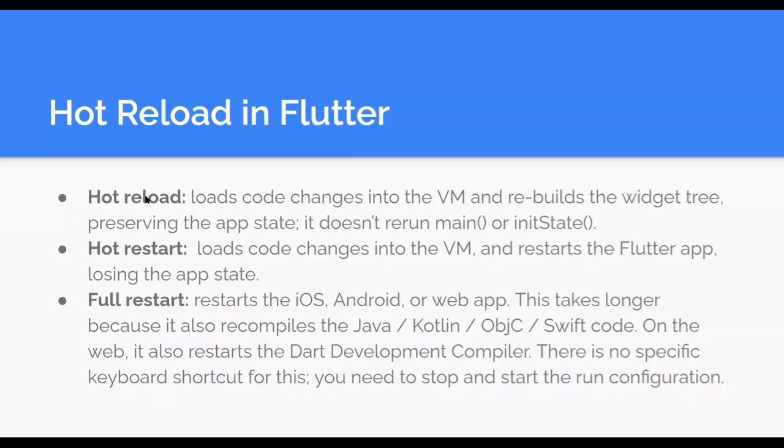So what we are doing now is a hot reload. So there are like three types of ways to build an app. So first is hot reload. That is, we load the code directly. We load the code seamless into the virtual machine, and it reveals a widget tree, preserving the app state. That is like the main function or the init state function that is not rerun. The init state function is basically how the app should be in its initial stage. So we don't have to run that function again. Rather, it starts from the previous state that we left it in.